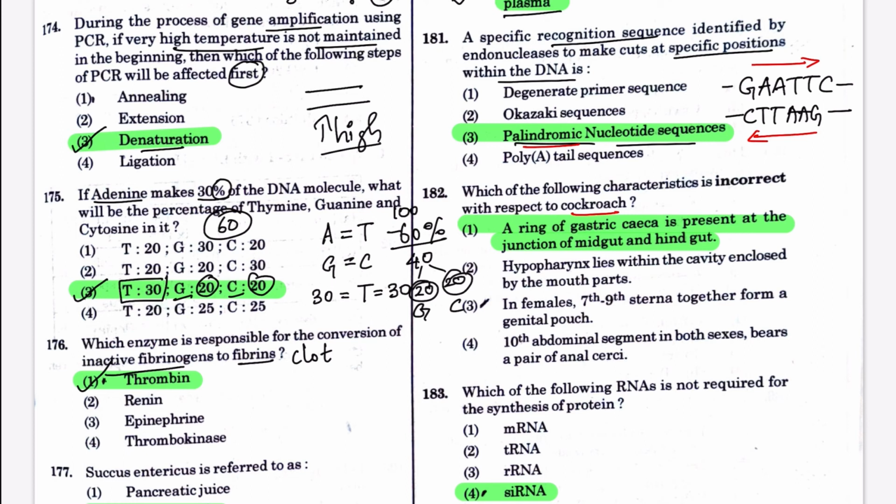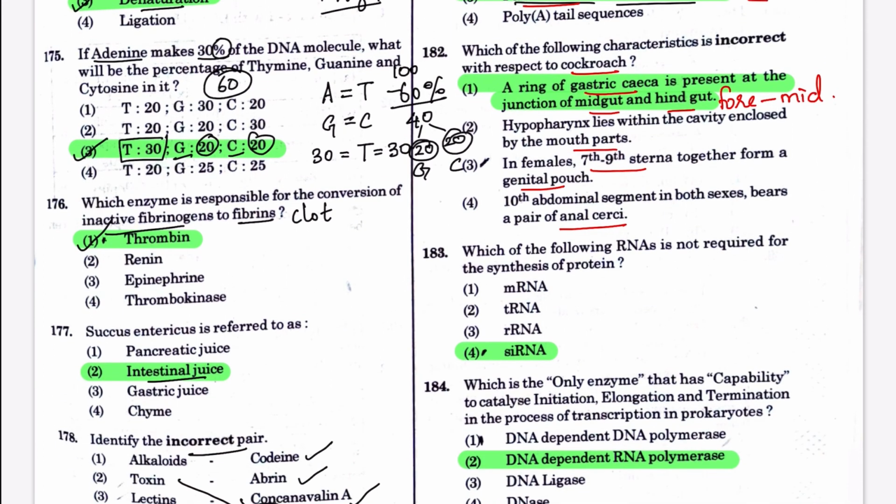We know hypopharynx is a kind of tongue with respect to the mouth parts of cockroach. In females, the 7th to 9th sternum are together called the genital pouch. That's right. The 10th abdominal segment in both sexes will possess a pair of anal cerci. This is also right. But look at the first option, a ring of gastric caeca, hepatic caeca or gastric caeca, both mean the same, is present at the junction of midgut and hindgut. No, it is present at the junction of foregut and midgut. Okay, so this option is wrong.